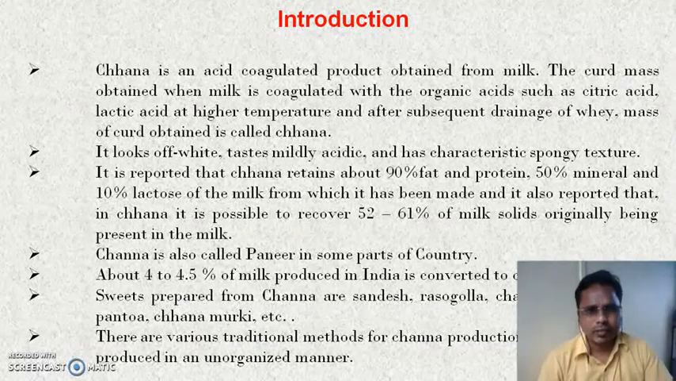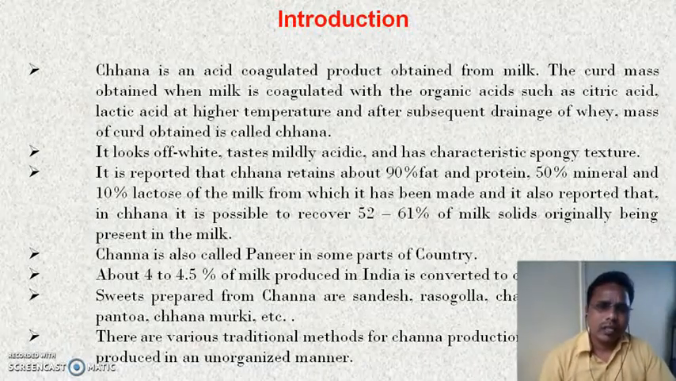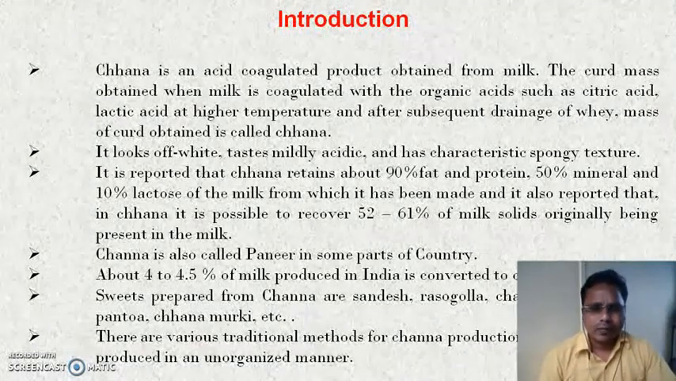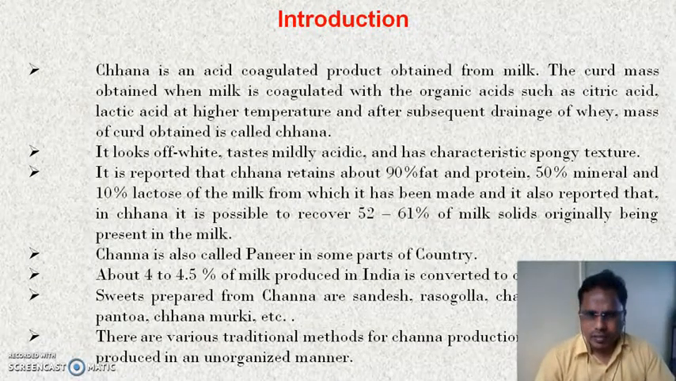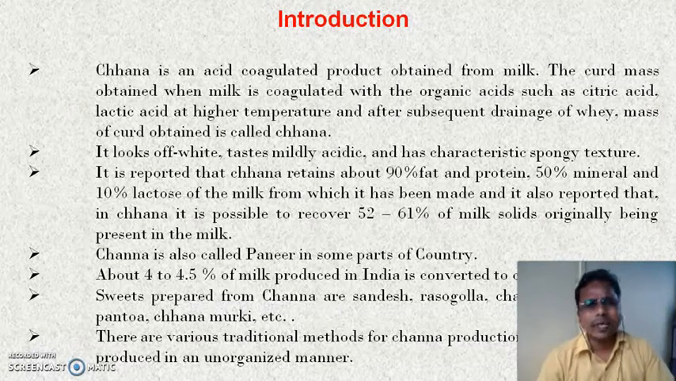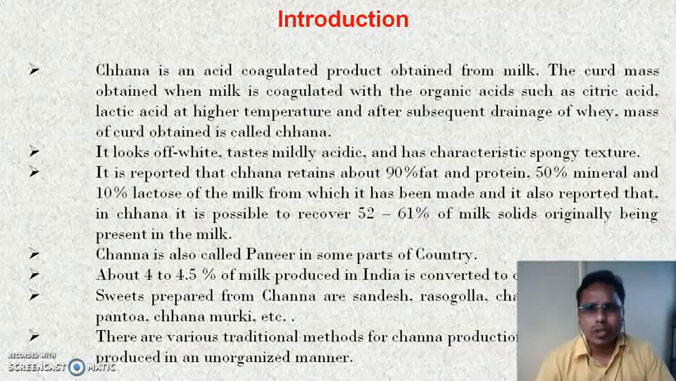The curd mass is obtained when milk is coagulated with the organic acids, citric acid or lactic acid. Preparation of channa is a very easy one. What do you mean by the channa? This is the main question before us. Channa is the product which is obtained by the coagulation of the milk.